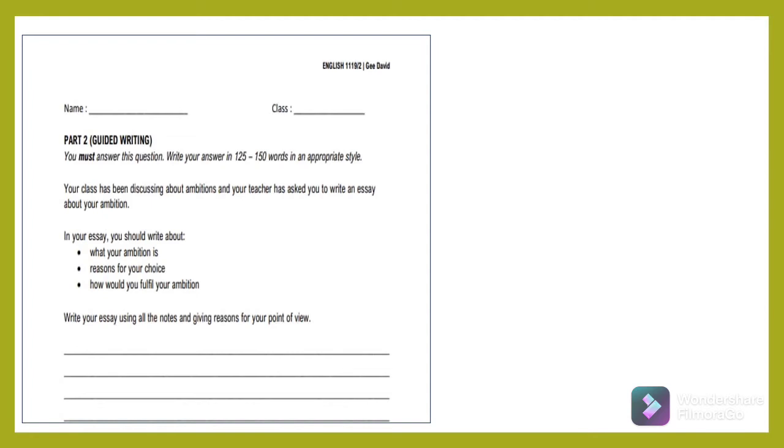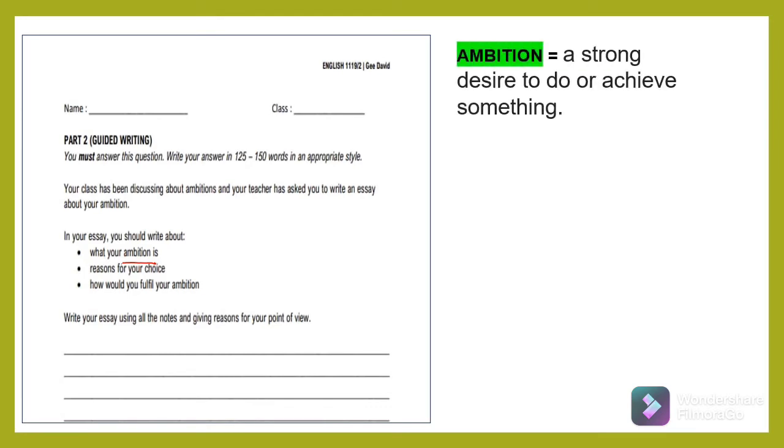Alright, first of all, you need to know what the word ambition means. So what do you think ambition refers to? Okay. Ambition is a strong desire to do or achieve something. Maksud dia cita-cita, or the things that you really want to do, atau benda yang kamu betul-betul mahu capai atau buat dalam hidup kamu.